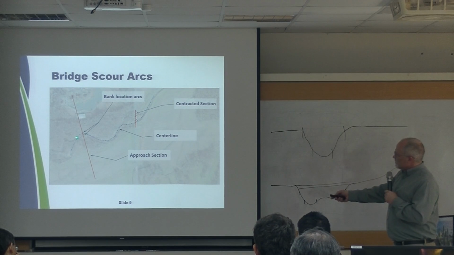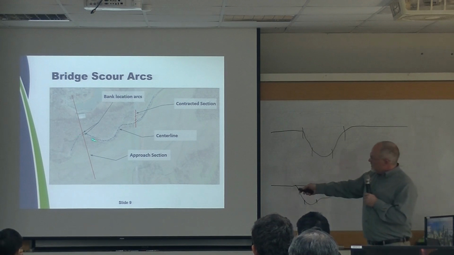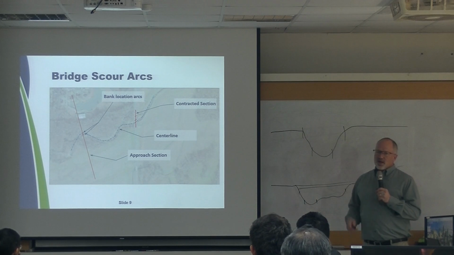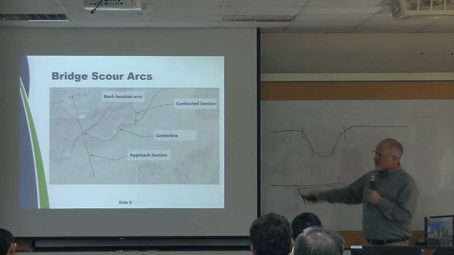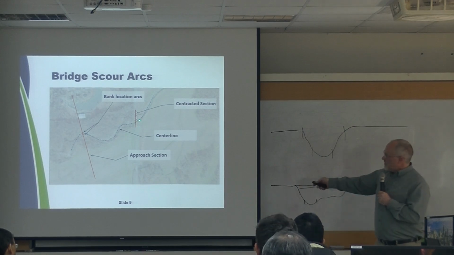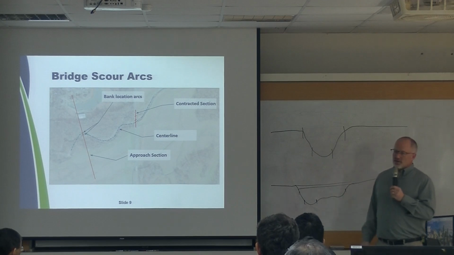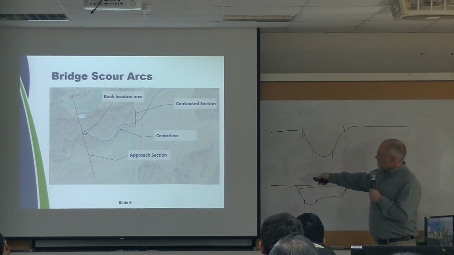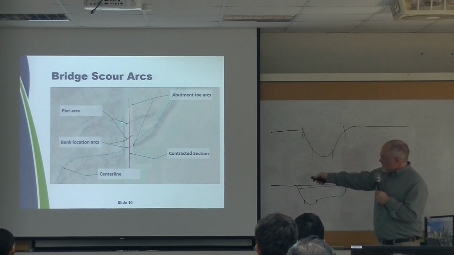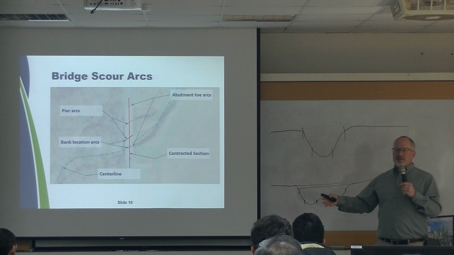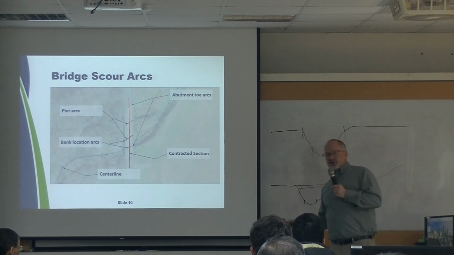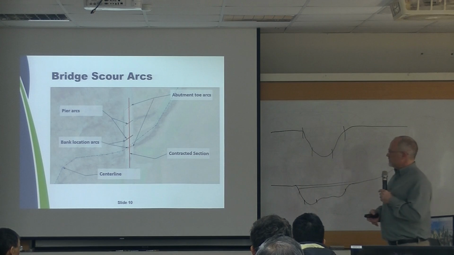But in addition to those bank stations, we also define the channel center line. That's not that important, because basically it just uses the center line to determine the slope in the main channel and determine the location of these sections. But we still have to include that. And then we also define pier arcs as well as abutment toe arcs. This is basically just telling SMS where these features are so it can extract the correct hydraulic parameters. Again, we'll walk through an example of this.